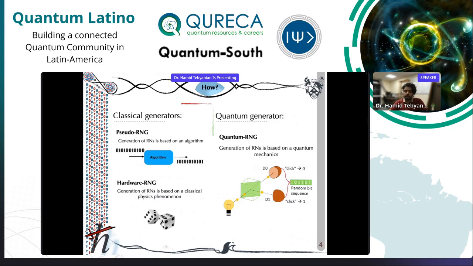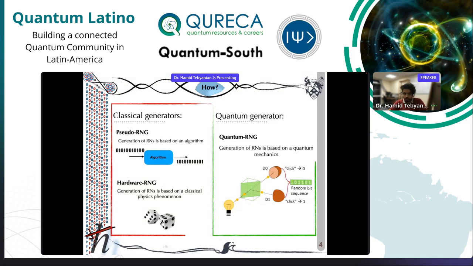Now the question is how we can generate random numbers. There are mainly two types of generators, classical and quantum. In the classical generators, the generation of random numbers is based on deterministic phenomena. There are two well-known classical generators: the pseudo-random number generator and the hardware random number generator. In the first one, the pseudo-random number generator, the generation of random numbers is based on an algorithm on a computer or a pattern. So if you know the algorithm, then you can predict the outcome, so it's not secure.